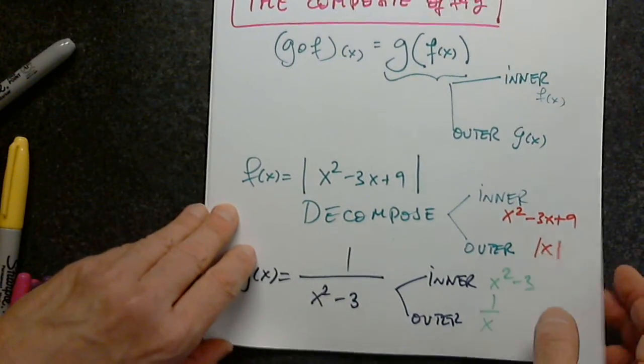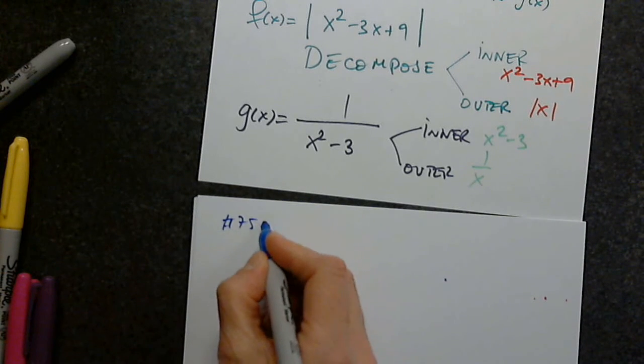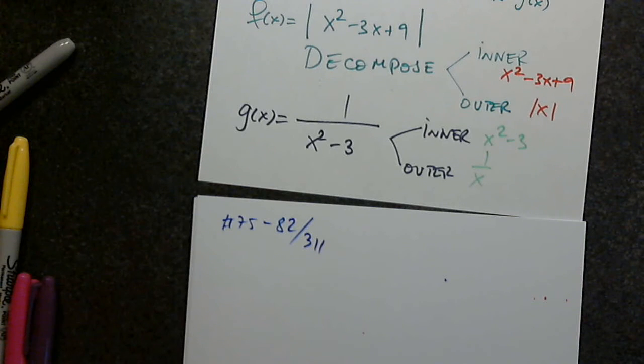We need another? Okay, very good. Let's choose from your book this time. They are on page 311, 75 through 82. 75 through 82 on 311. Which one?